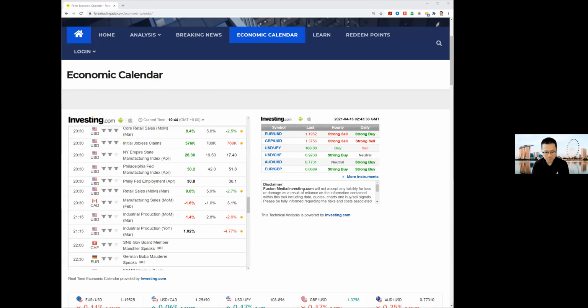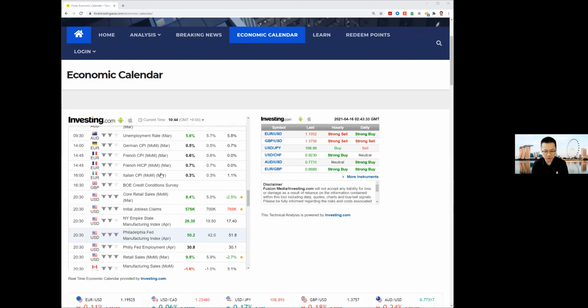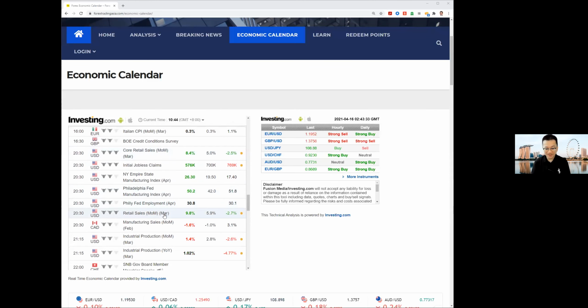We did see some good data coming out from the US, not just the core retail sales number, but the overall retail sales number as well. At 8:30 last night, GMT plus 8 Singapore time, core retail sales went from minus 2.5%, expected 5, and came out at 8.4%, with retail sales itself going from minus 2.7, expected 5.9, and coming out at 9.8%.